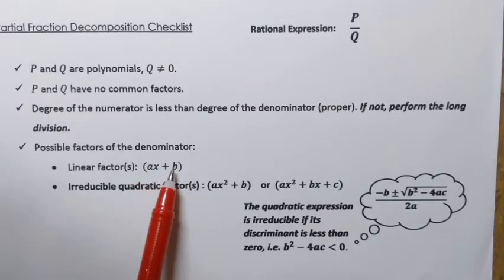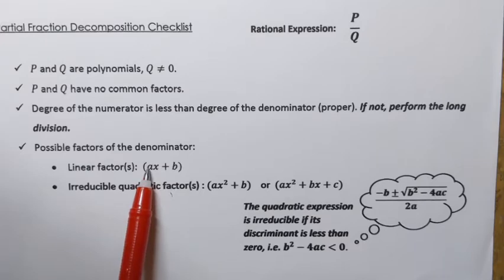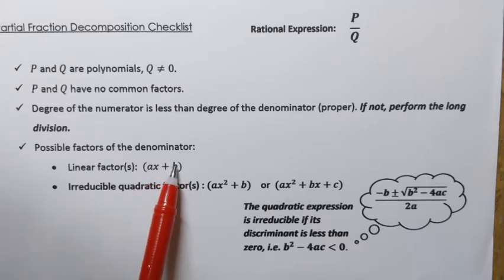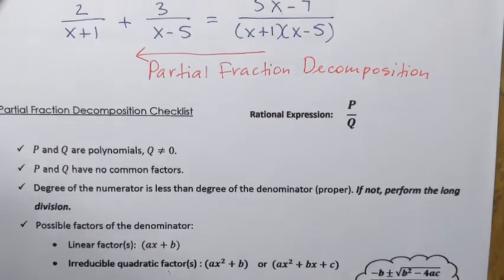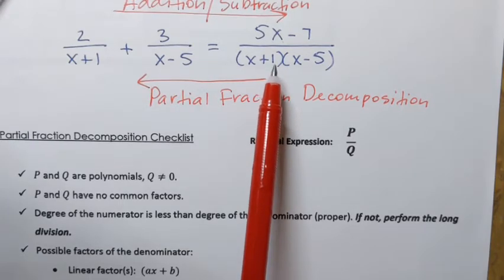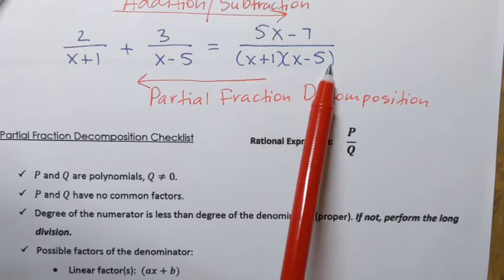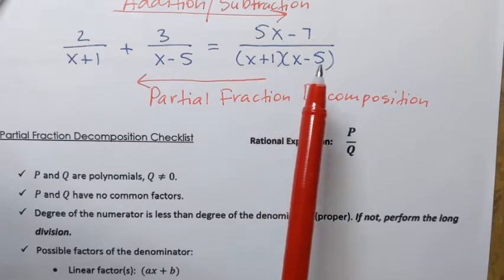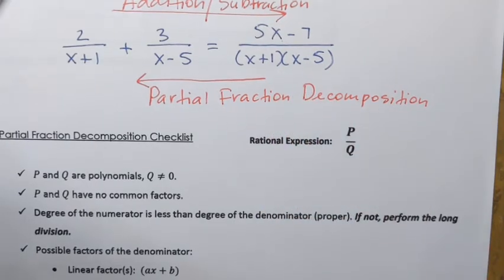That's the structure of a linear factor, ax plus b. A and B are some real numbers. A can be 1, right? So you might not have a coefficient in front of x, and B can be either positive or negative, so you can have x plus a number, x minus a number. So for example, over here, the factors of the denominator are 2 linear factors. X plus 1 is a linear factor, and x minus 5 is a linear factor. So you need to make sure that you recognize them.